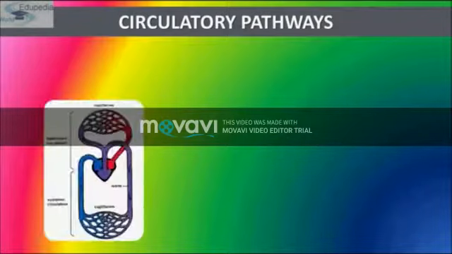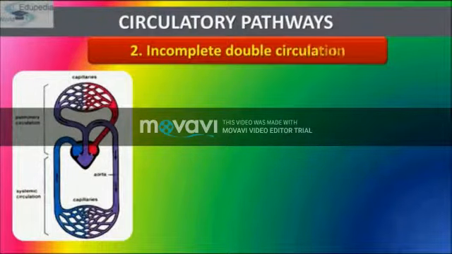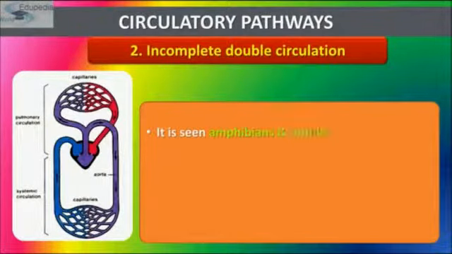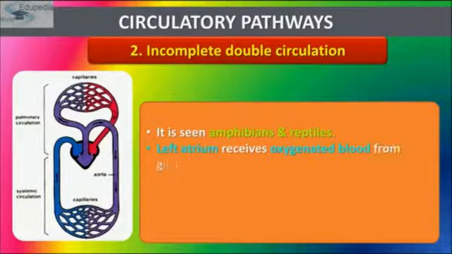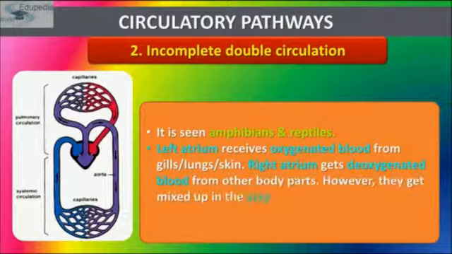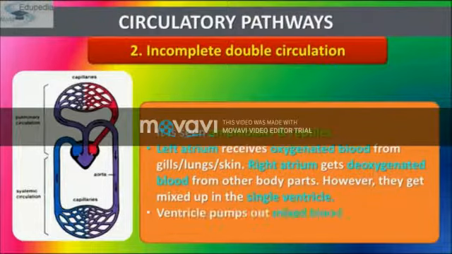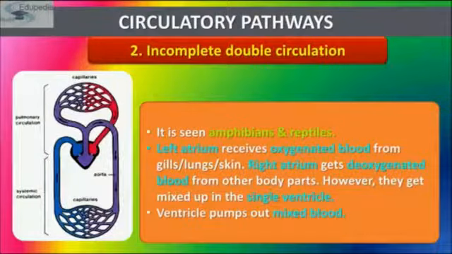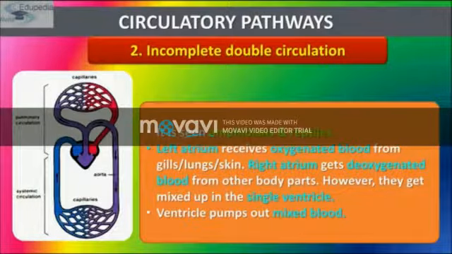And then comes incomplete double circulation. In lungfishes, amphibians and reptiles, the left auricle gets oxygenated blood from the gills, lungs, skin and buccopharyngeal cavity, and the right atrium receives the deoxygenated blood from the other body parts. But both oxygenated and deoxygenated blood get mixed, and this is called incomplete double circulation.